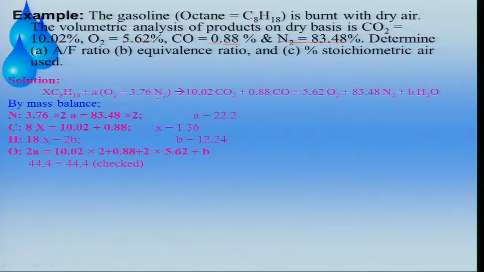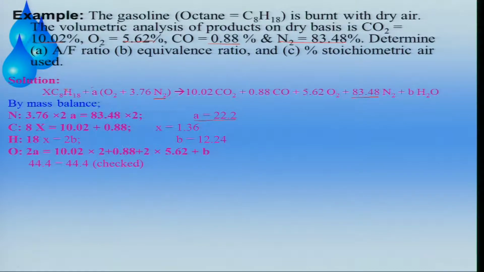For example, nitrogen is here. I will look at nitrogen: 3.76 into 2, because it is N2, and A is the coefficient, on the left hand side. The right hand side will be 83.48 into 2. If I take this balance, A happens to be 22.2. Similarly for carbon, we have 8x on the left hand side, equal to 10.02 plus 0.88, because of CO2 and carbon monoxide, so I get x equal to 1.36.